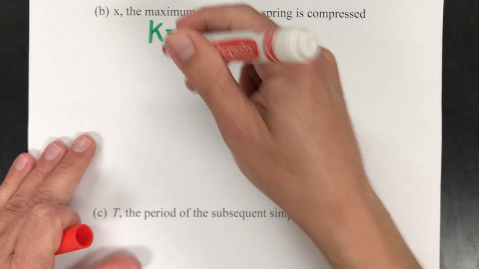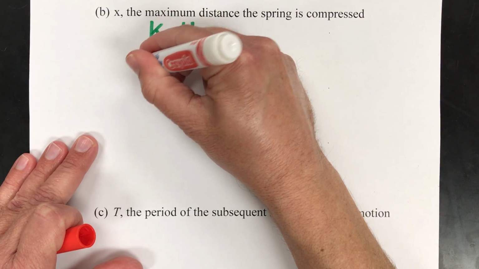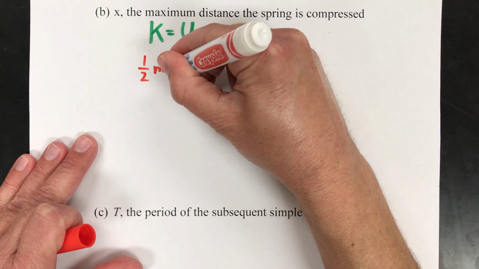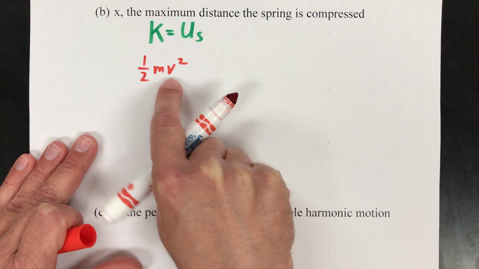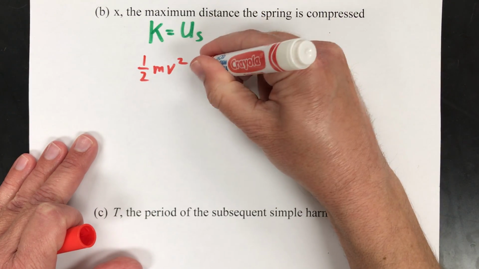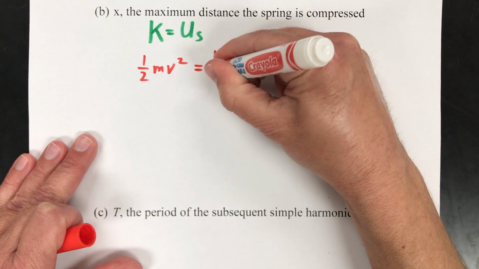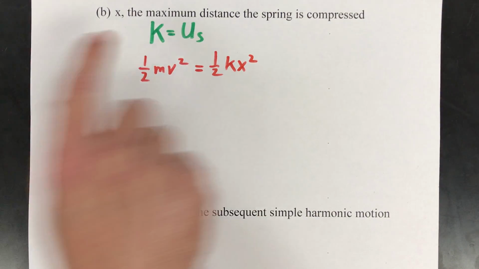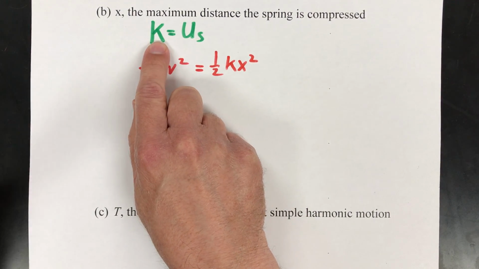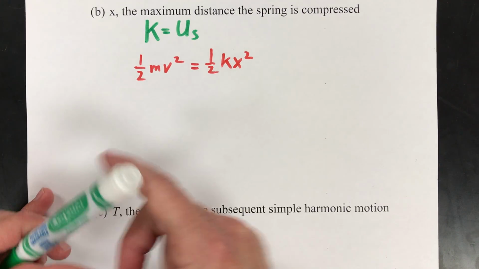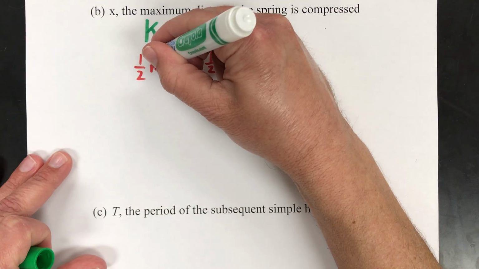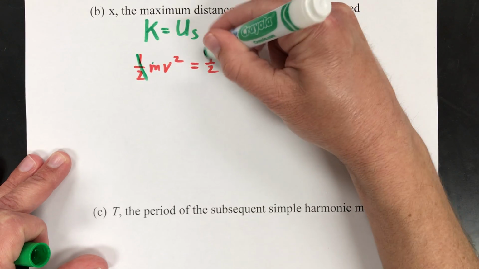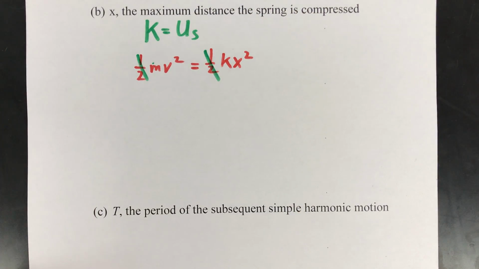So next line here, let's plug in for kinetic energy, 1/2 mv squared. Right now I'm keeping the m and v generic. And then for the spring, 1/2 k x squared. This K, by the way, is a capital K for kinetic energy. This k is a lowercase k for spring constant. So the halves cancel here in that case.